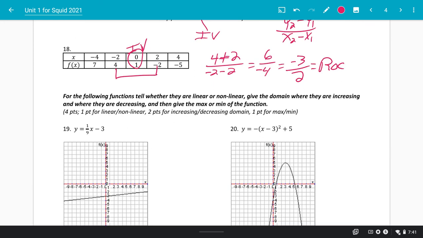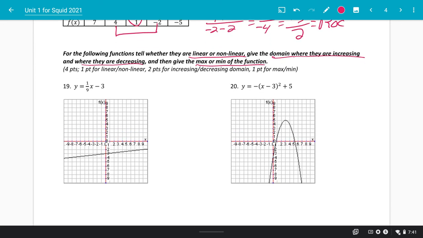For the following functions, tell whether they're linear or nonlinear. Give their domain when they are increasing and decreasing. And then give the max or min. Okay. Number 19, this is linear. It's always increasing because it's a line. So it goes from -infinity to +infinity where it's increasing. It never decreases. And it has no max, no min.